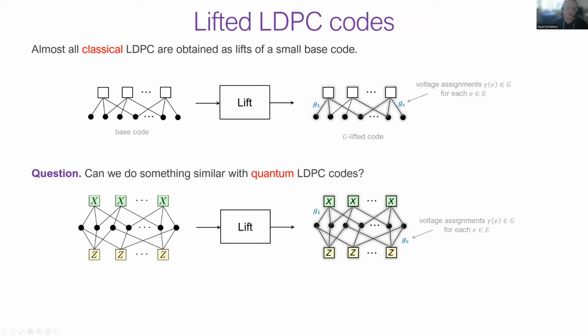And it is quite natural to ask whether we can do something similar in the quantum case. So we can start from a very small quantum code, and we want to lift it and obtain a large code. Unfortunately, it is not clear how to do it for general quantum codes. But luckily, we can always do it if this quantum code is obtained as a product of two codes. The product of two codes has a different name: it's a hypergraph product.